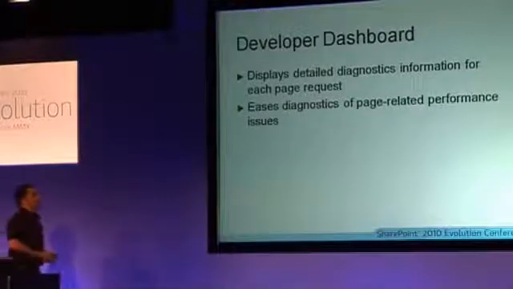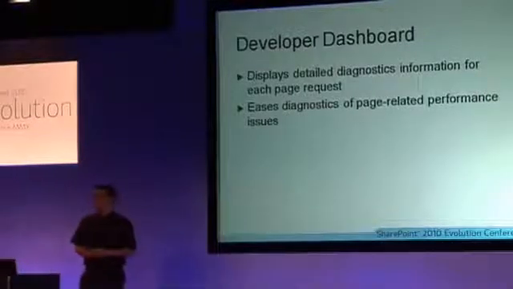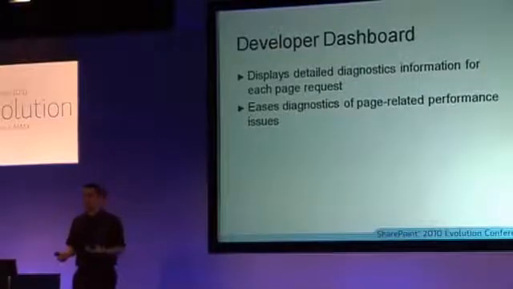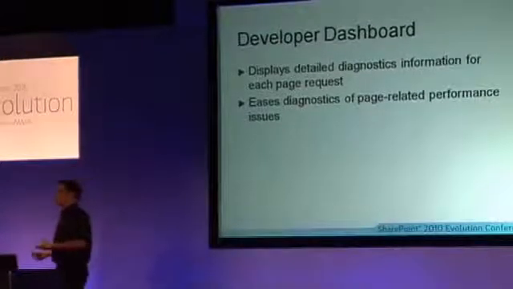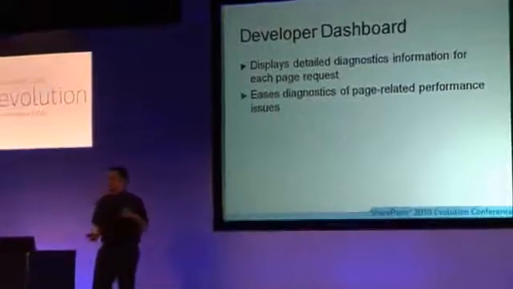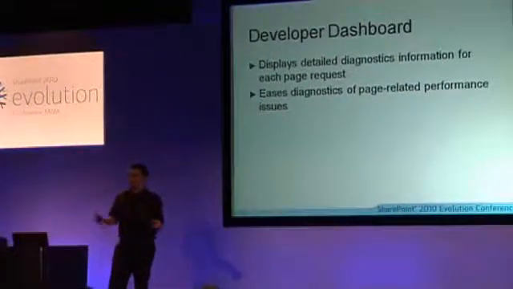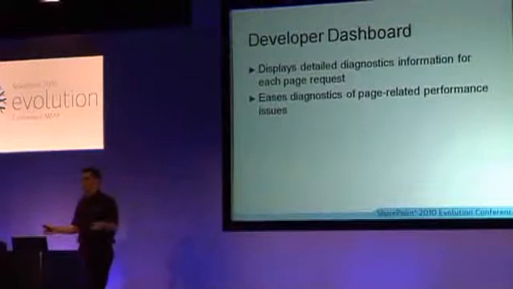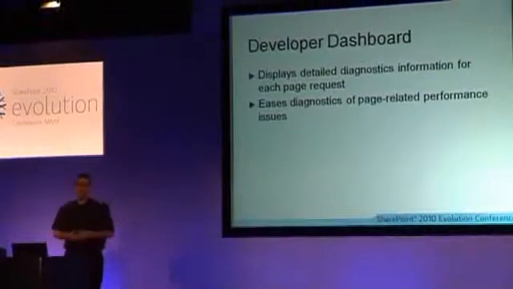So the dev dashboard basically allows you to look at diagnostics information for every single page that gets rendered. So how many of you have had issues where you've had slow page load and it's kind of a dev's made a bad web part or a user's trying to do something really stupid? A few hands, right? We've all seen that pain.